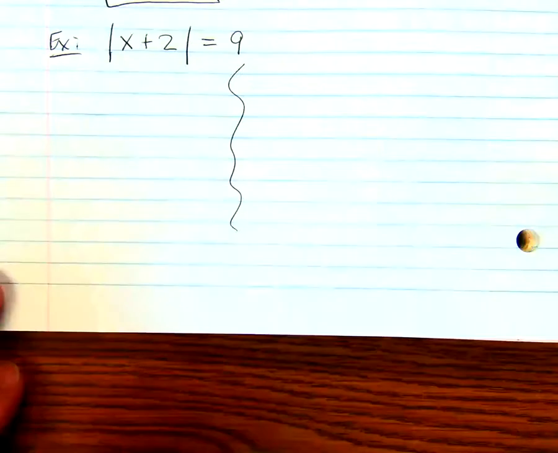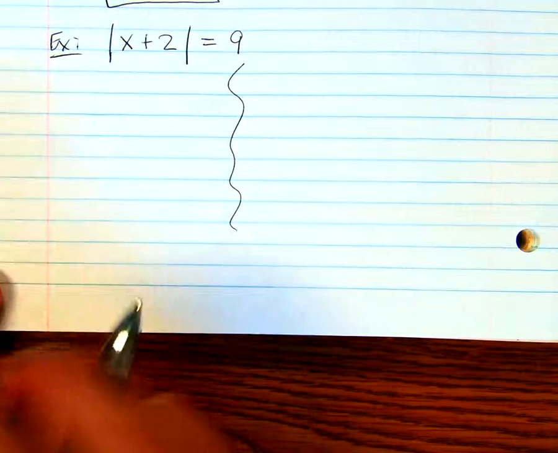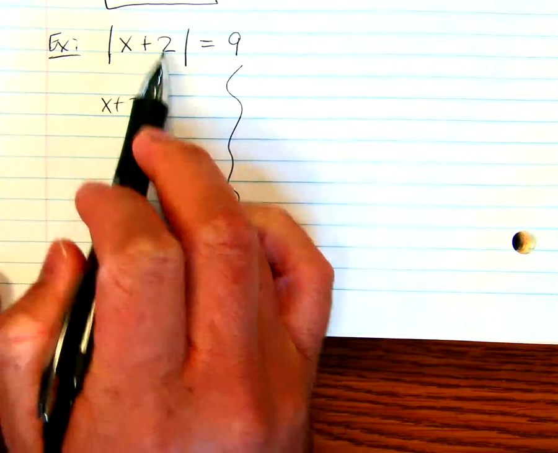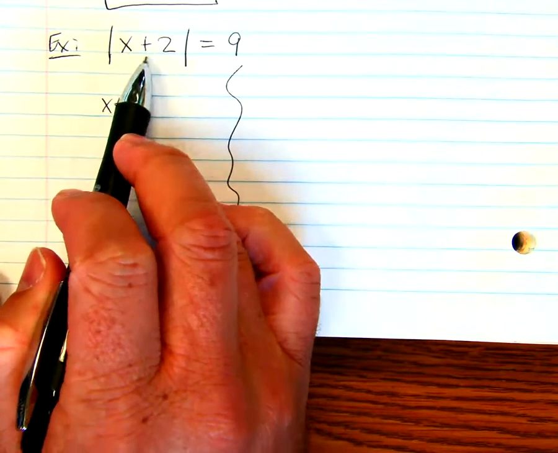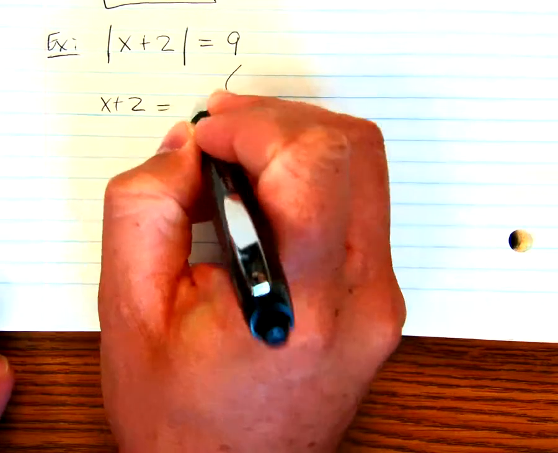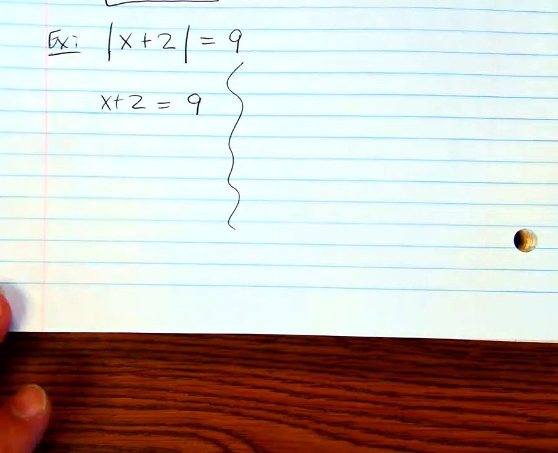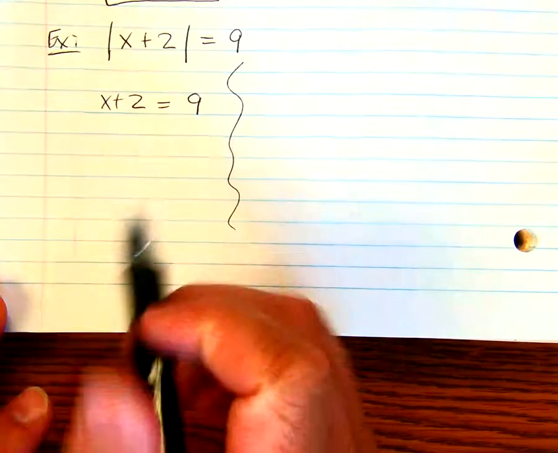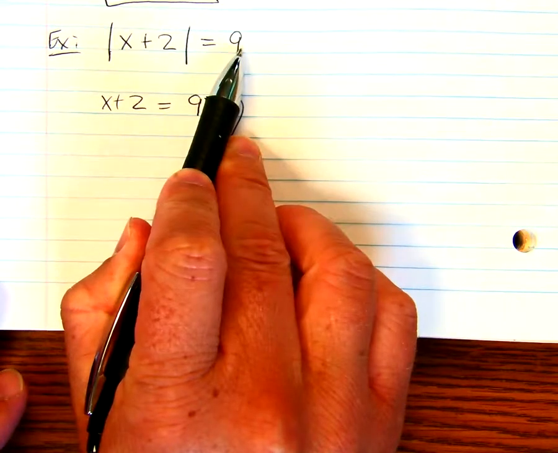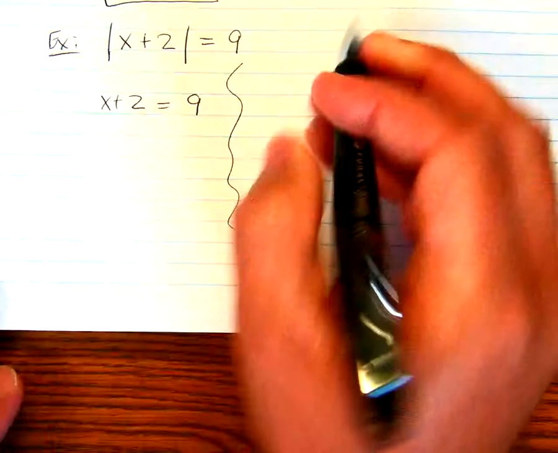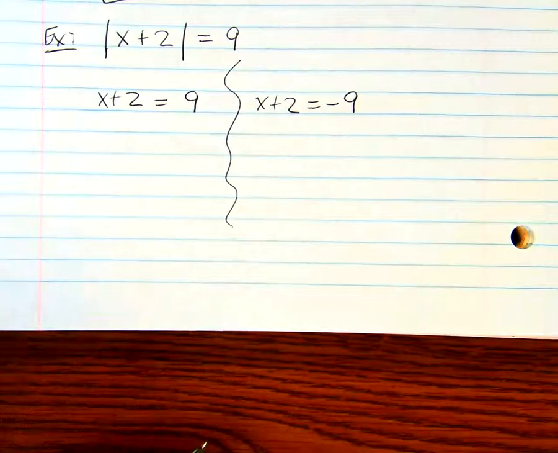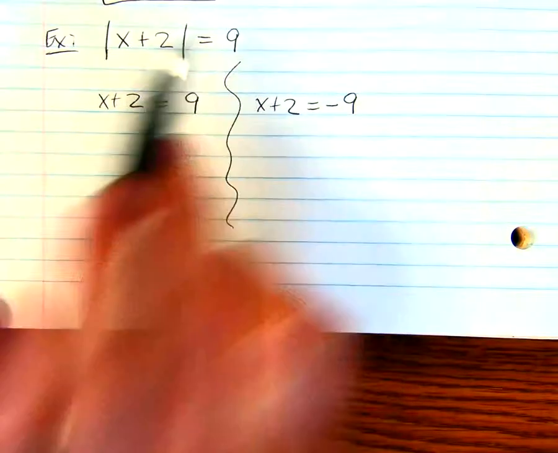So I'm going to split this down the middle. If I can make all the stuff inside the absolute value, which would be x plus 2, if I can make all of this equal 9, wouldn't the absolute value of 9 be 9? So I want to try to make all of this equal 9. However, wouldn't the absolute value of -9 also equal 9? So if I can make all of the stuff in the absolute value become -9, that should also give me an absolute value that makes +9.